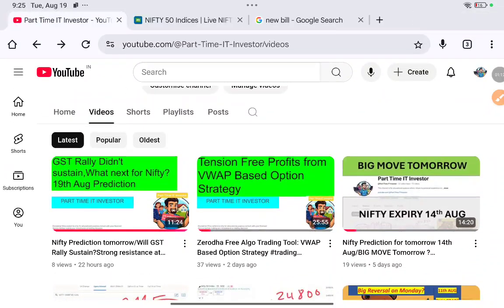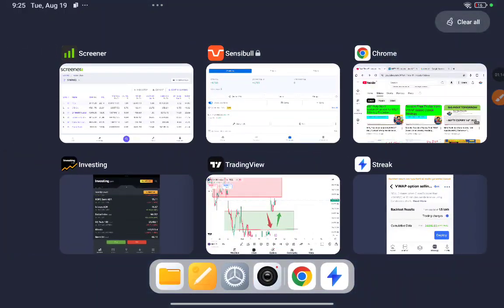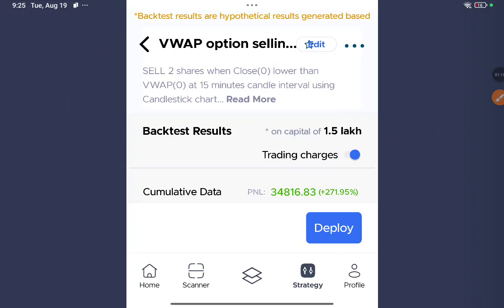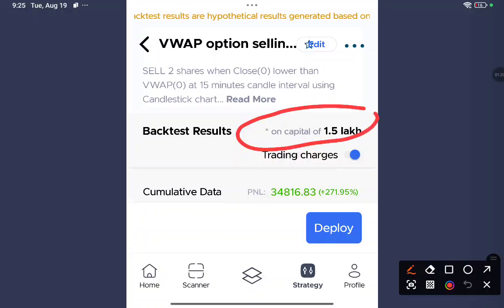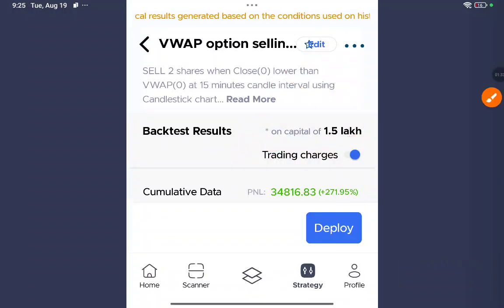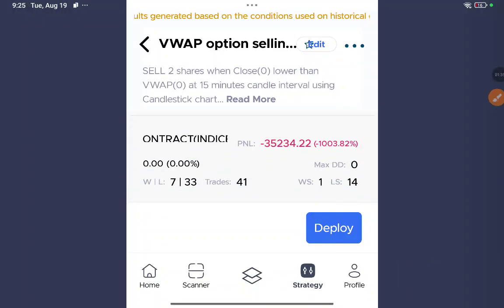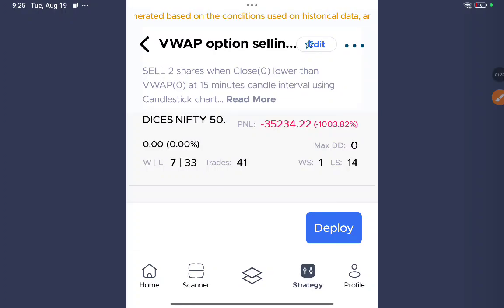Before I move to the detailed analysis, I saw some questions coming on this video, so let me first answer that. One subscriber asked about the capital used over here, which was showing 1 crore. I think that 1 crore capital is set by default by the platform, but the actual capital required is around 1.5 lakh. This is only possible if you also purchase the hedge.